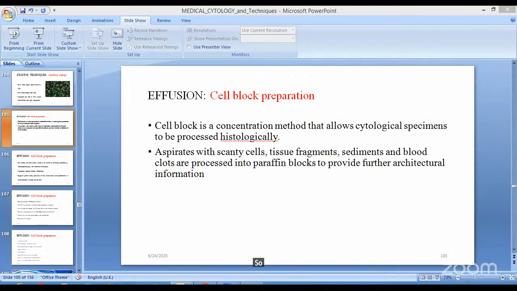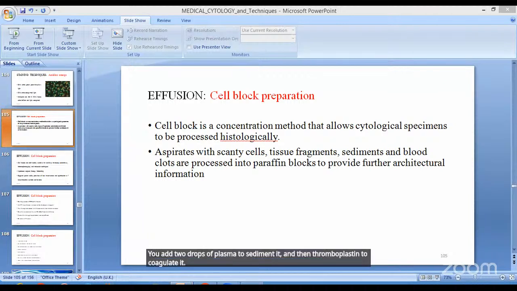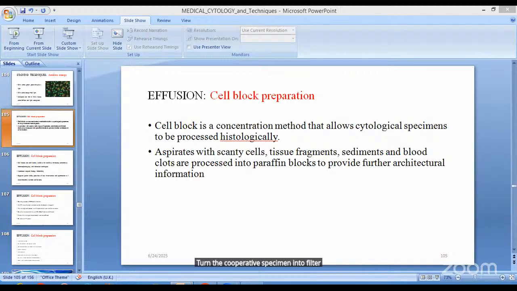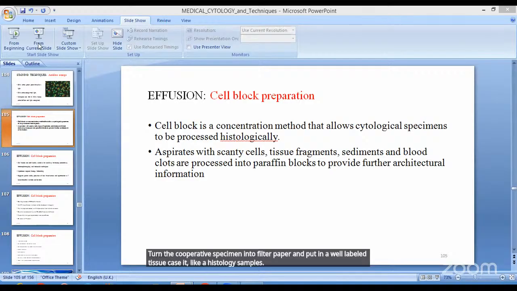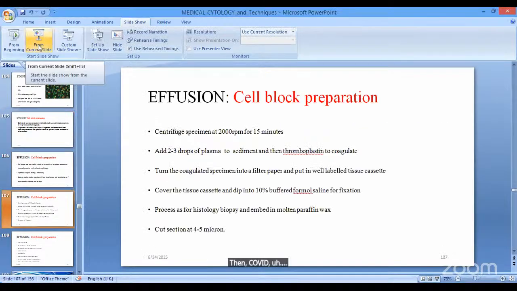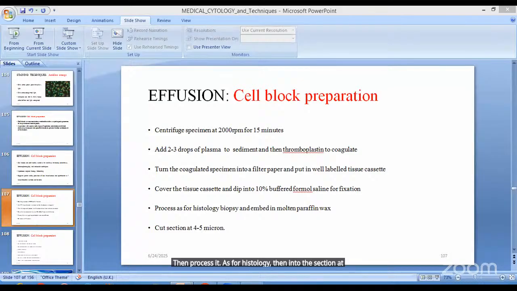So the technique is that you centrifuge the specimen at 2000 RPM for 15 minutes. You add 2 drops of plasma to the sediment, and then thromboplastin to coagulate it. Turn the coagulated specimen into a filter paper and put it in a well-labeled tissue cassette like histology samples. Then cover the tissue cassette and dip it into 10% neutral buffered formalin for fixation. Then process it as for histology, then section at 4 to 5 microns.